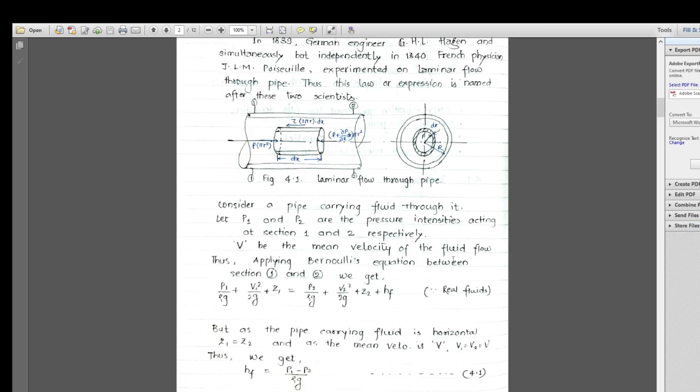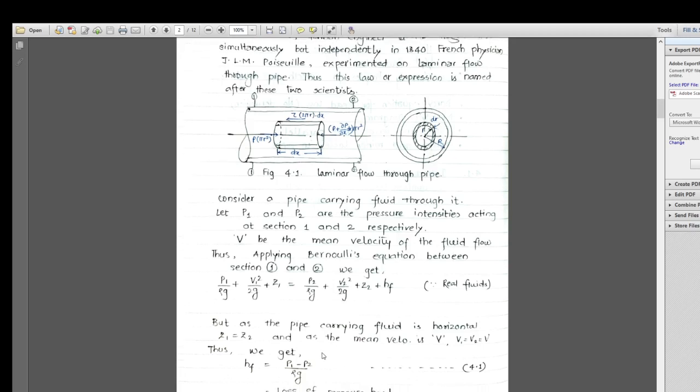So, what will we get? The remaining part will be HF is equal to P1 minus P2 by rho g, because on the left hand side only P1 by rho g will be there. So, P1 by rho g will be equal to P2 by rho g plus HF. Now, transferring this term towards the left, it will be P1 minus P2, and the denominator is the same, that is rho g. So, we will get the head loss as pressure head.